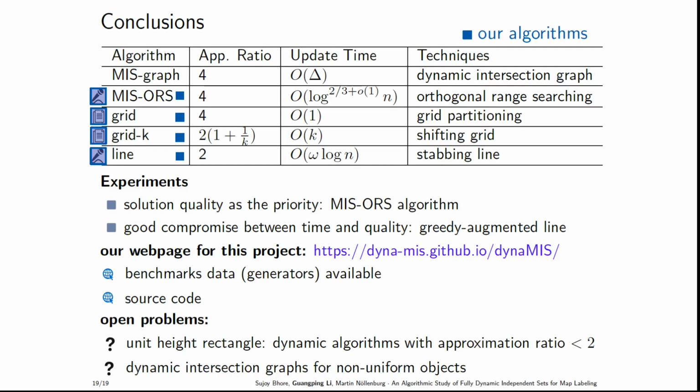There are 2 open questions we want to propose. One is whether there are dynamic independent set algorithms for unit height rectangles with approximation ratio better than 2. Another one is studying similar dynamic problems on non-uniform geometric objects, for example, general rectangles.